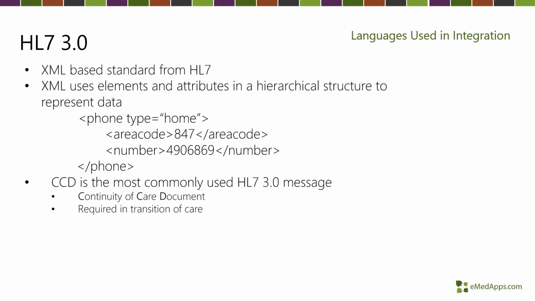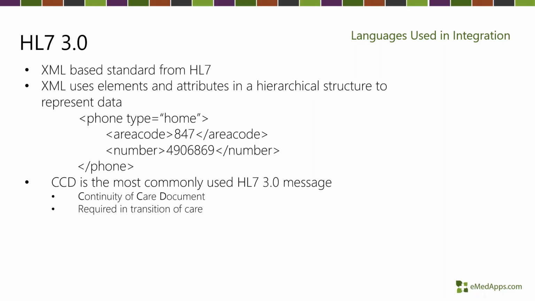So I've got a very simple example here of an XML fragment to define a phone number, for example. I've got this parent element called phone. Underneath that parent element, I've got two child elements of area code and number, as well as an attribute of type that defines an attribute to the phone element.